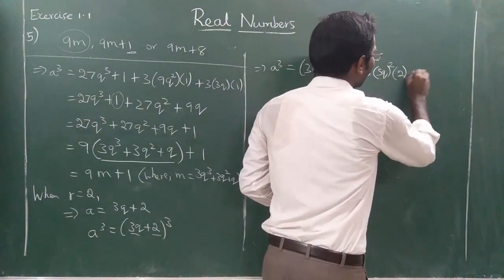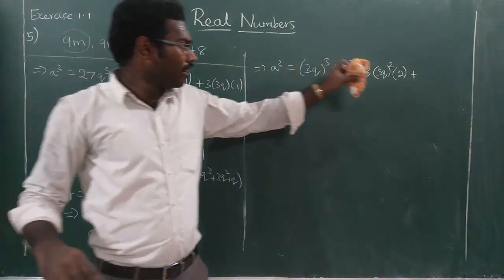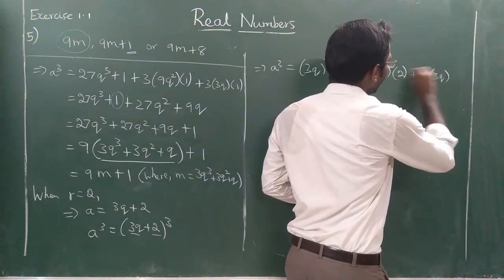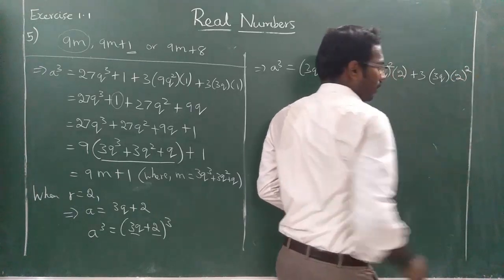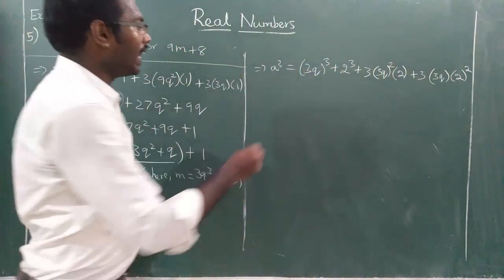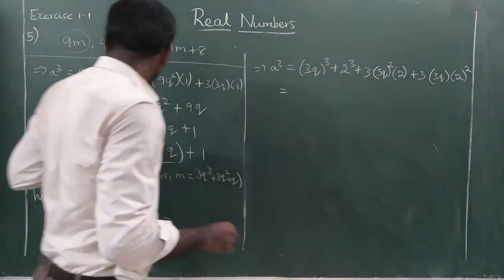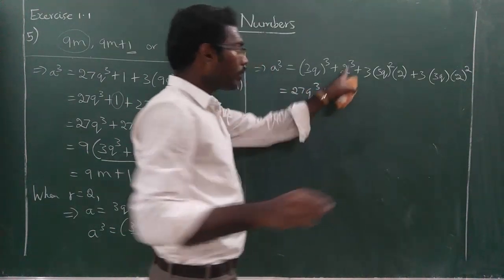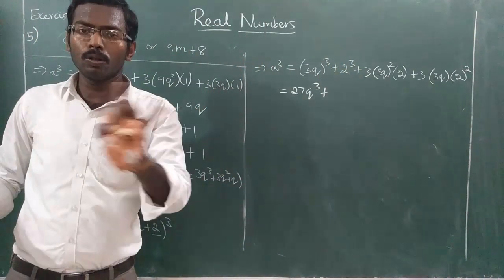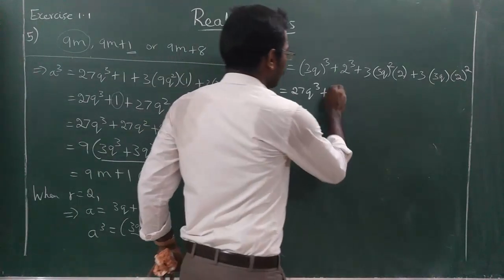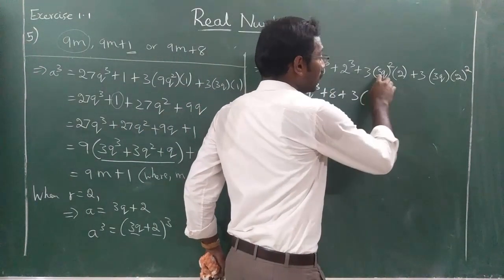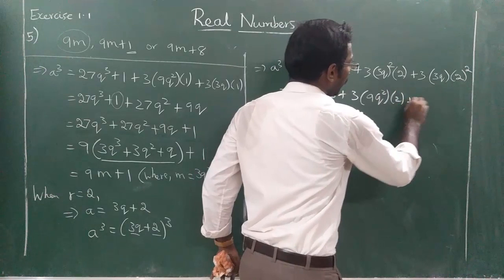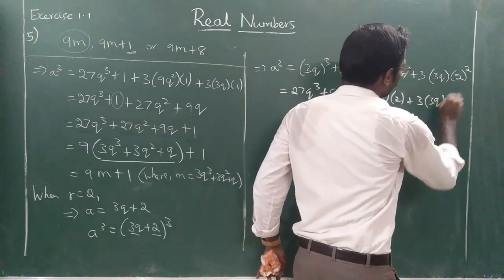Are you all following? Very easy, only time consuming. Okay. Then 3ab²: 3 is 3, a is 3q, b² is 2². Understood or not? Okay. So that is equal to, you know, (3q)³ is what? 27q³ + 2³. 2³ is 2 into 2 into 2. 2 2s are 4, 4 2s are 8. 8 plus 3 into (3q)², which is 9q², into 2, plus 3 into 3q into 2².